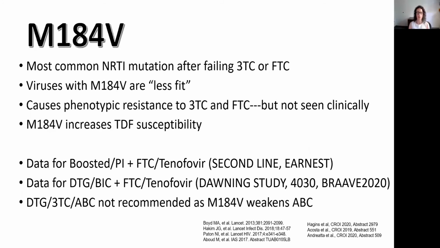And then dolutegravir, 3TC, and abacavir is not recommended, as M184V does lead to low-level resistance to abacavir. There were some early studies looking at small numbers of patients who had M184V and were virologically suppressed and switched to an abacavir-containing regimen and did okay. They did not have virologic rebound, but that was very small patient numbers, and for now, it is not recommended to use abacavir in the setting of an M184V.